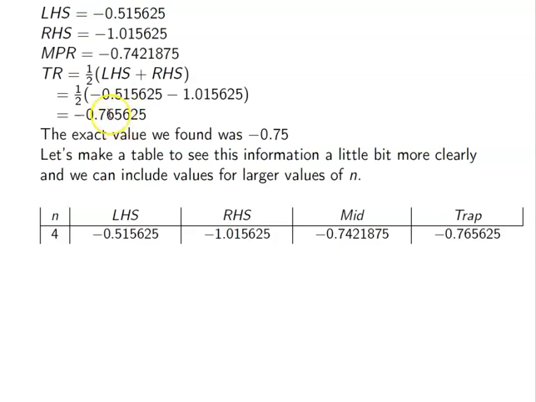I guess that would be 0.15. Okay, this is 0.15, and this is just 0.008. This is 0.015 off. So the midpoint rule was more accurate than the trapezoid.